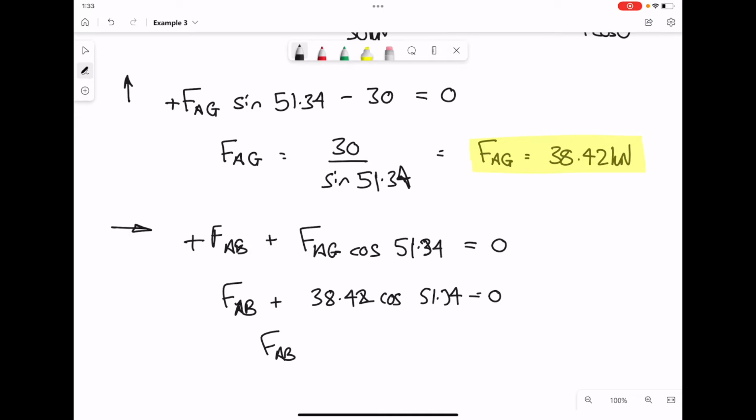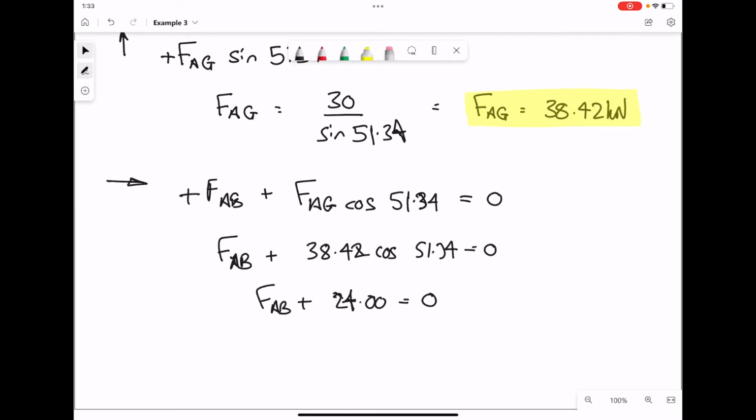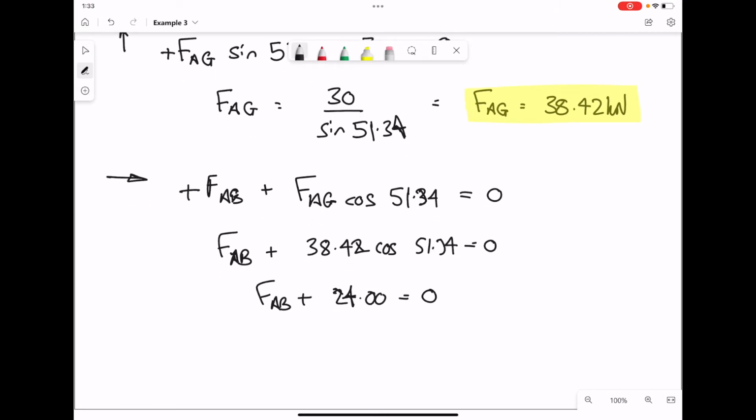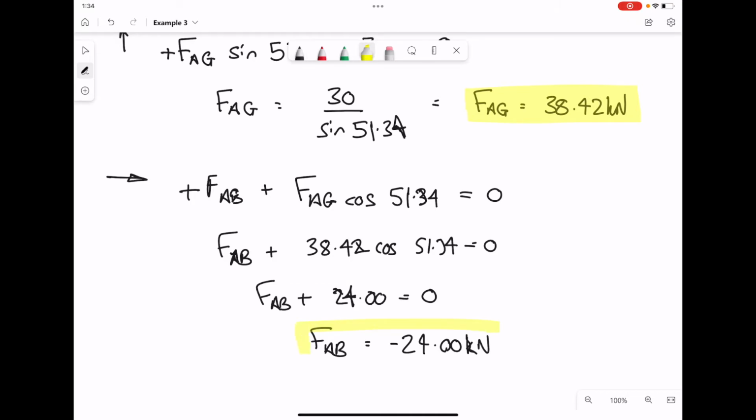FAB plus 24 equals 0. Rearrange it. FAB is a value of minus 24 kilonewtons, the minus sign indicating that it's a compression force rather than a tensile force.